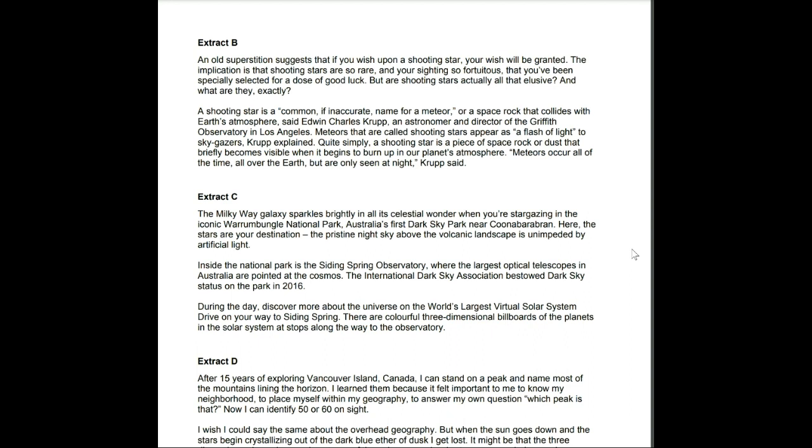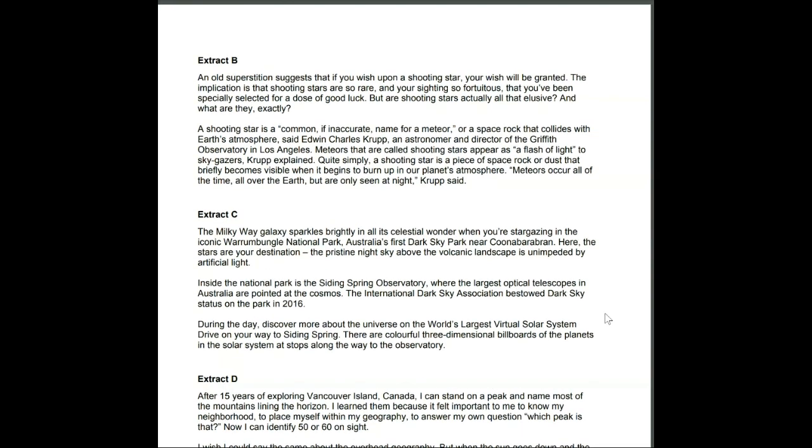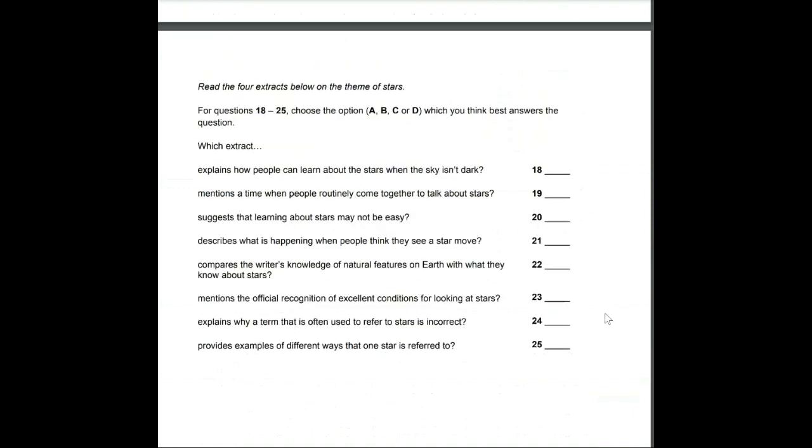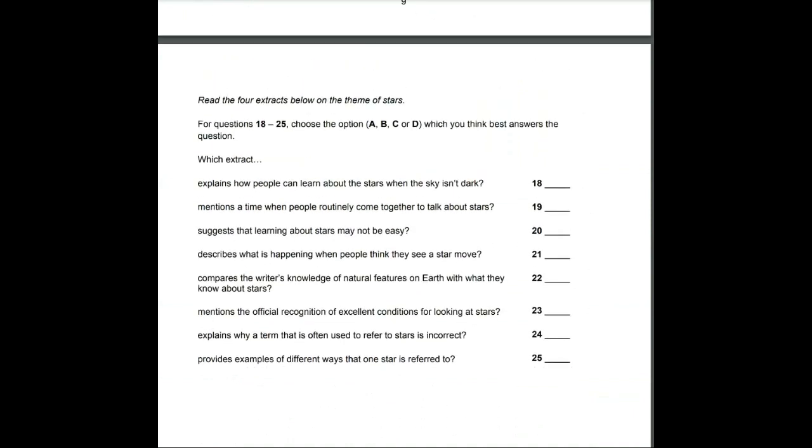So we've got words here about optical telescopes pointed at the cosmos. We've got the largest virtual solar system drive as well. So we're really talking about how we can view this from Earth, and that's why the best answer for 18 is C, talking about the observatories being the places we can learn about the stars when the sky isn't dark. So let me just put that there, we've got C as the best answer for 18.